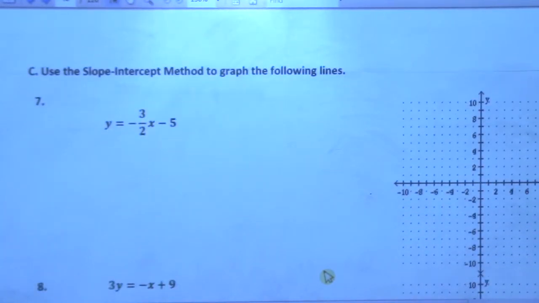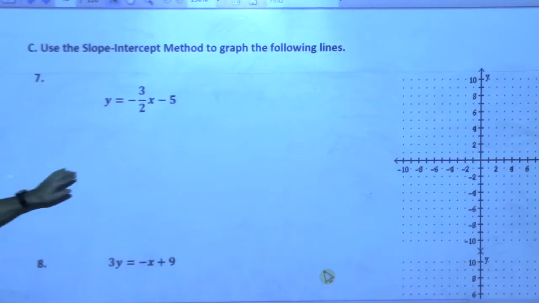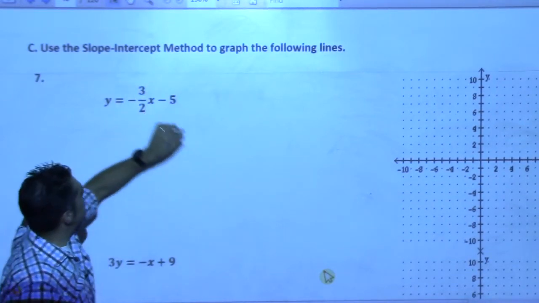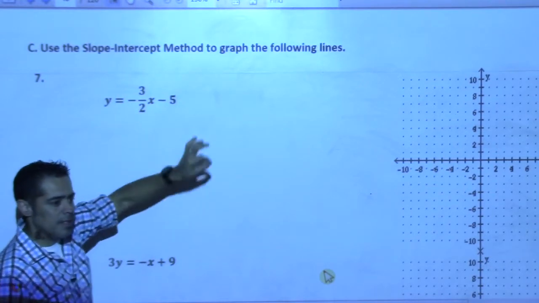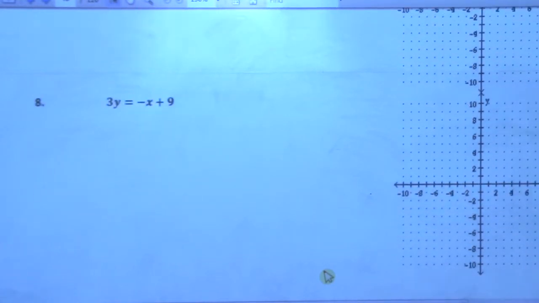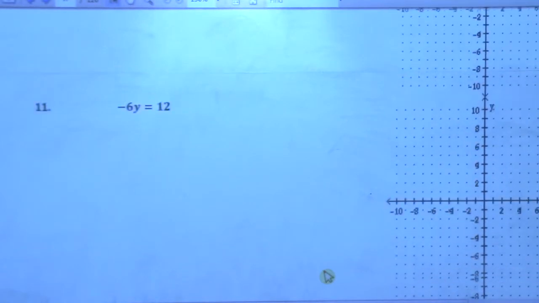All right, graph these. So this is where you'd be like, okay, start at negative 5 on the y-axis, and then use your rise over run to get to the next point. Same thing there. Lots of graphing here.